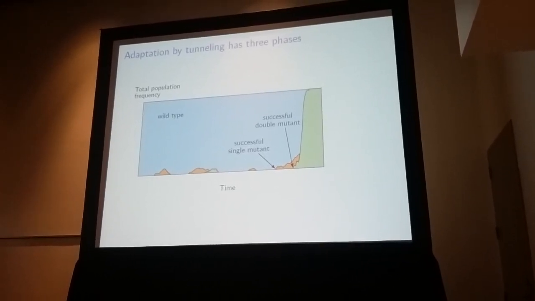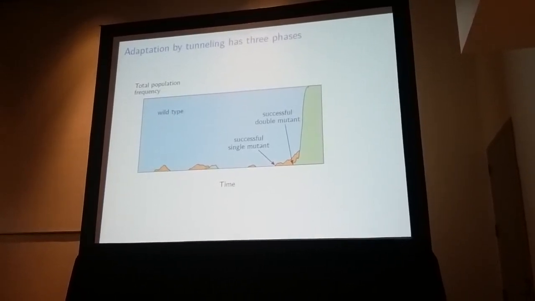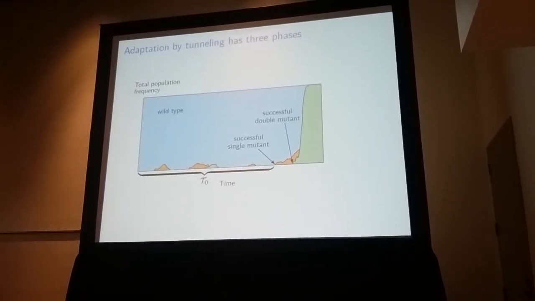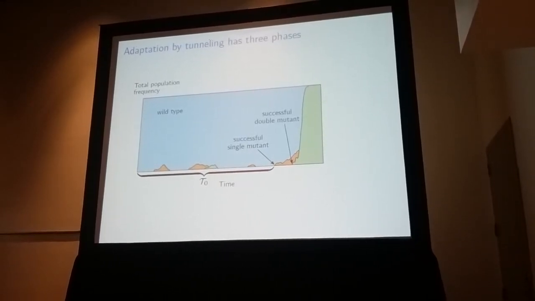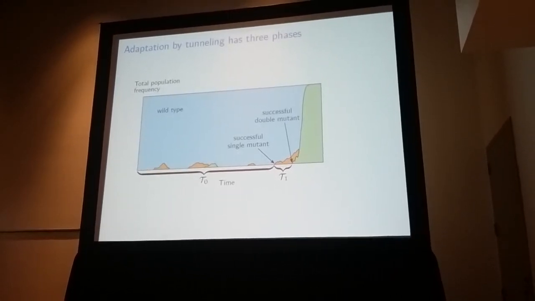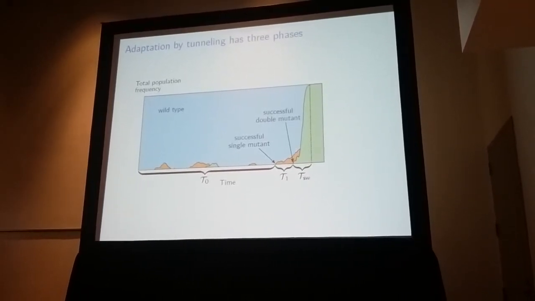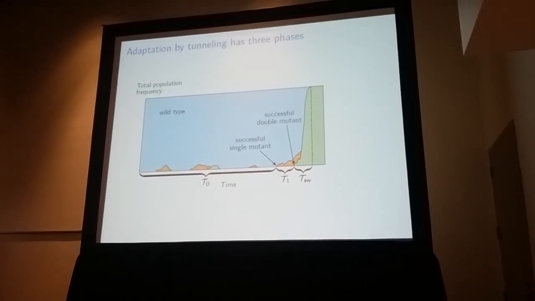First, we need to wait for what I call the successful single mutant, the mutant that will eventually have offspring that take over the population. This time I call T0. Then once the successful single mutant occurs, we have to wait another T1 generations for the successful single mutant to drift and produce a double mutant that sweeps. And then finally we have the sweep time, which I denote TSW. We can think of the total process of adaptation as being the sum of these 3 times.